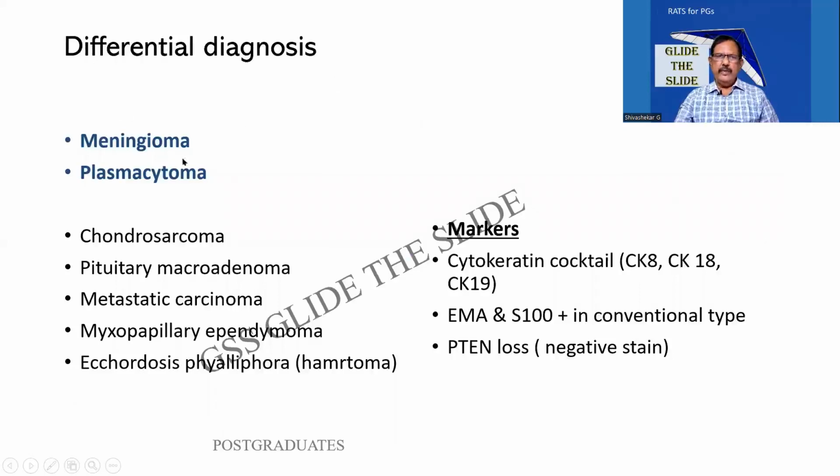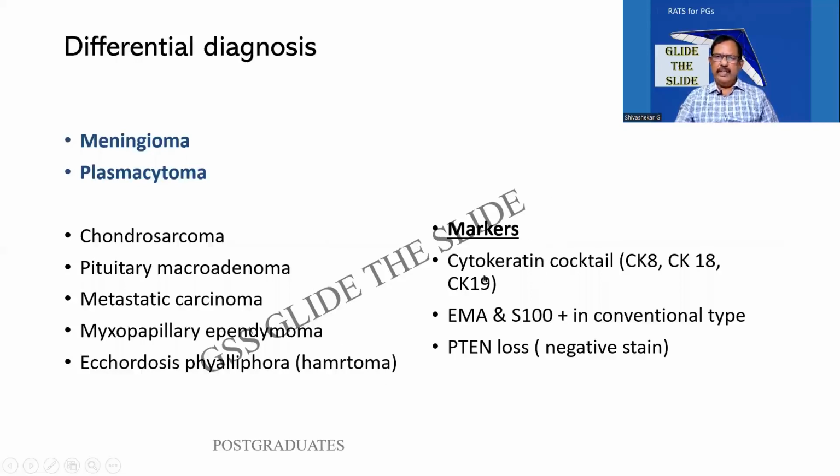The differential diagnoses are meningioma and plasmacytoma because of the location, clinically, nothing to do histologically. But then chondrosarcoma, pituitary macroadenoma, metastatic carcinoma, myxopapillary ependymoma, and ecchordosis, which is a hamartoma, can all be the differential histological diagnosis.